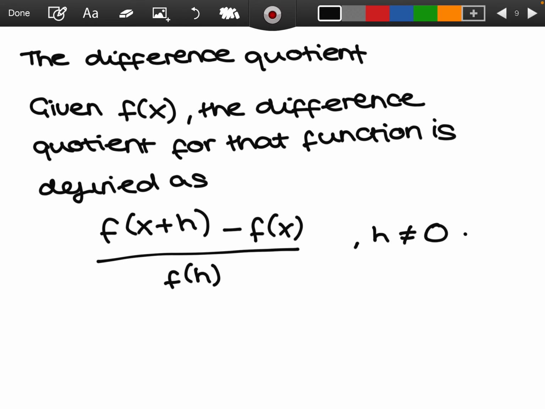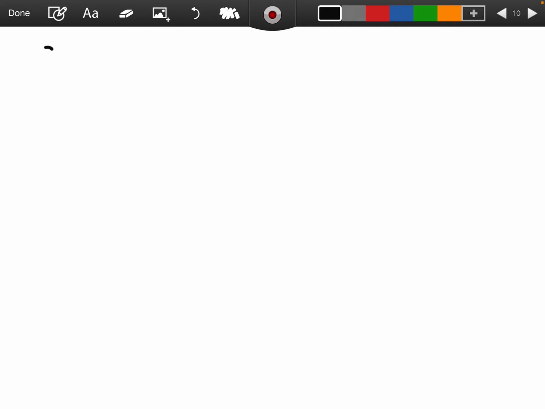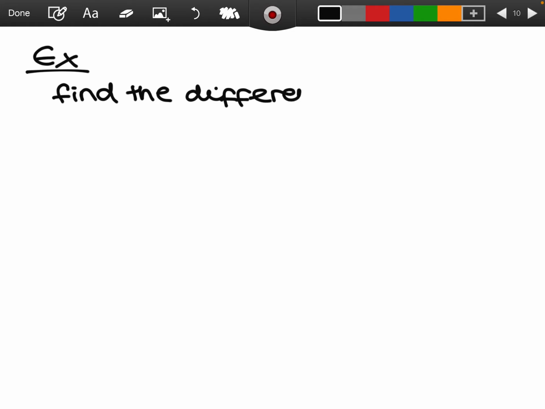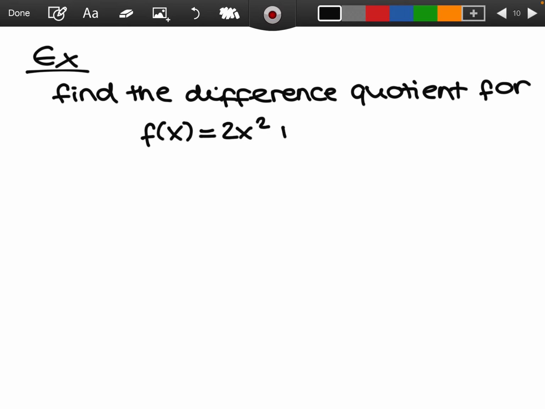Okay. What I want to do right now, because this will help us as we go on, is to actually find the difference quotient for some functions. Okay, so we're going to do some examples of this. So find the difference quotient for f of x is equal to 2x squared plus 5x minus 3.